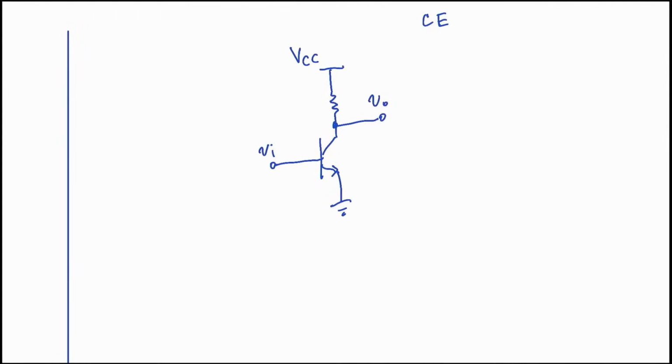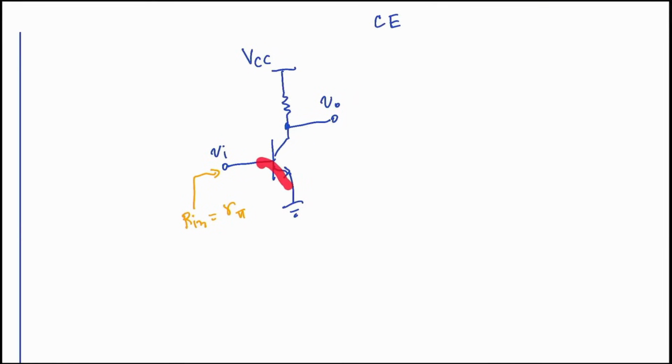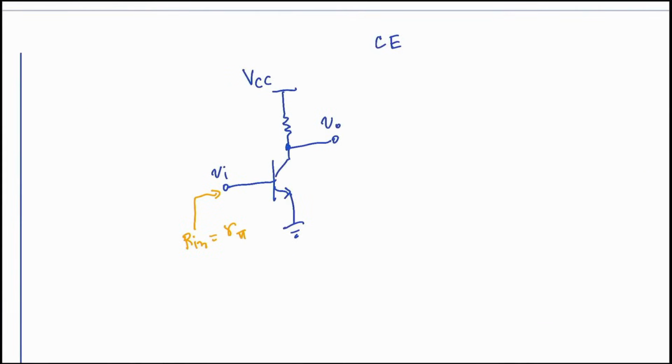Now first, let's take a closer look at the R input. When we are looking directly into this pin, the R input equals, well, let's break it down. Since the emitter pin is connected directly to ground, when you are looking in, you only see the RPI resistance. So is the R input equal to RPI? Let's verify that calculation together. Okay, so RPI is definitely the correct answer here.